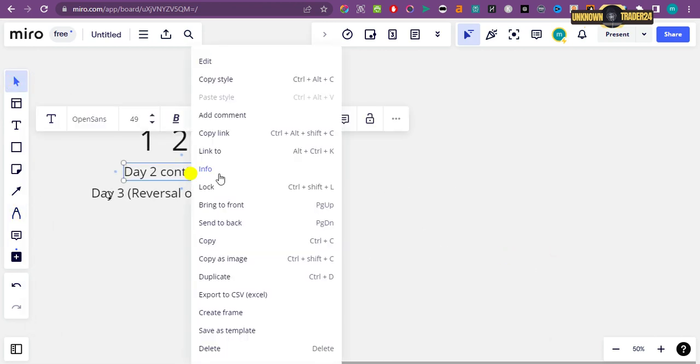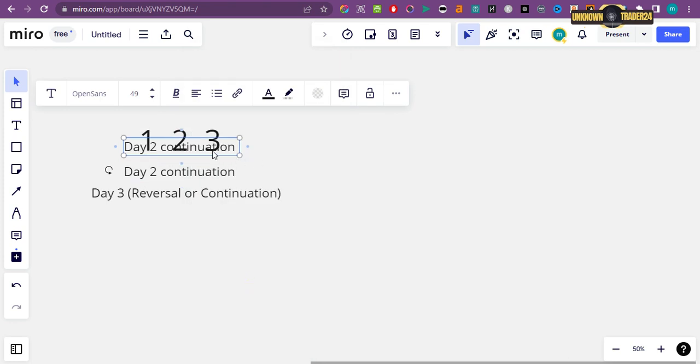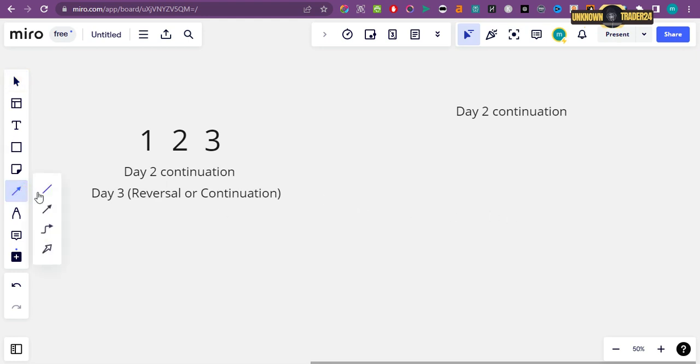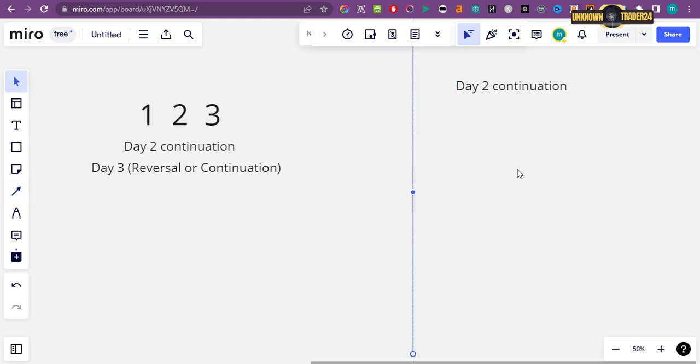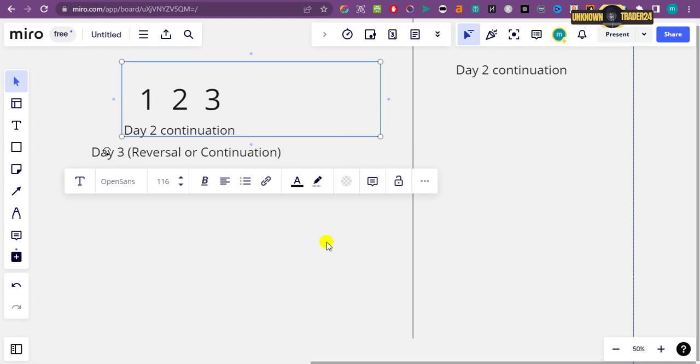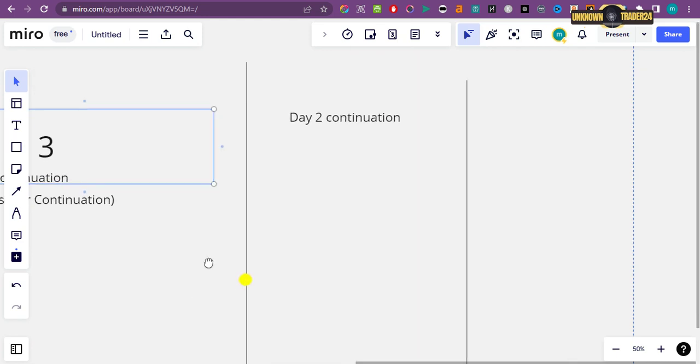Let me just actually duplicate this. I know it's becoming long, but let's just get this out of the way. For day 2 continuations, we are now talking about the setup, not the signal day or whatsoever, because we have completed the signal day right now.